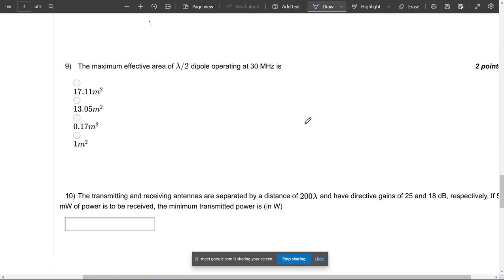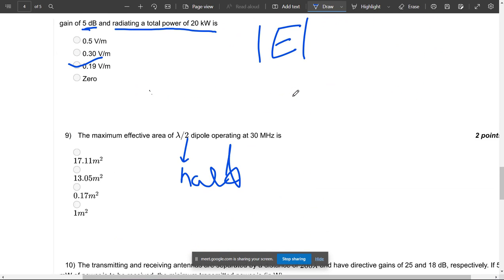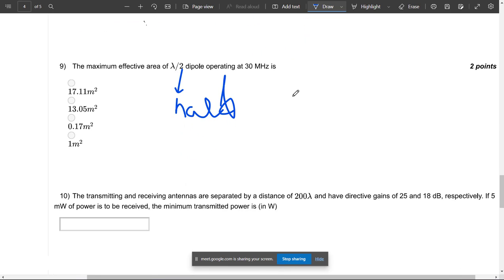Question number 9. The maximum effective area of lambda by 2 dipole operating at 30 megahertz. What does lambda by 2 dipole mean? It is a half wave dipole. We have so many questions on half wave dipole antenna. So let's see. The maximum effective area of lambda by 2 dipole operating at 30 megahertz is... Okay, so how to solve this question? Go ahead, try to solve this question.